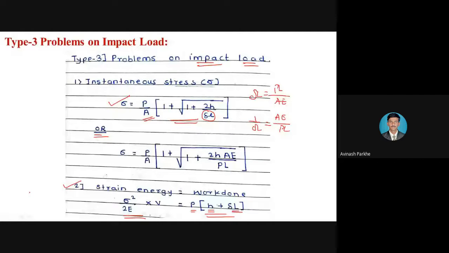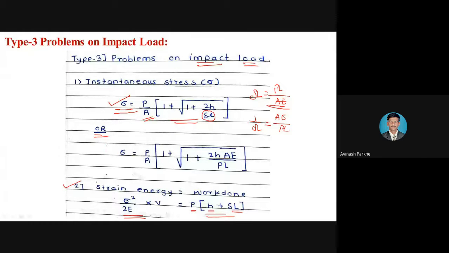And if the load is falling from a certain height, and I have to calculate the stress or the maximum stress, then we have this formula: sigma is equal to P upon A in square bracket 1 plus square root of 1 plus 2H upon delta L. This delta L means PL upon AE. So we have delta L as PL upon AE. If I reconvert it, 1 upon delta L means AE upon PL. The same formula I have written in the form of PL upon AE.